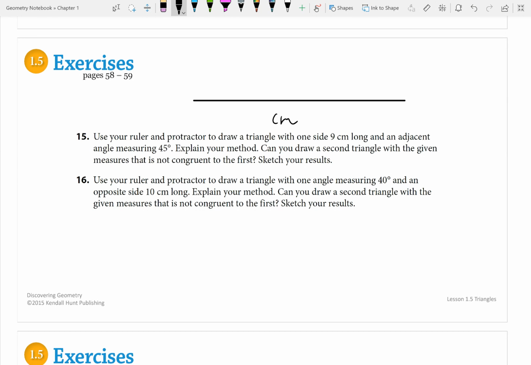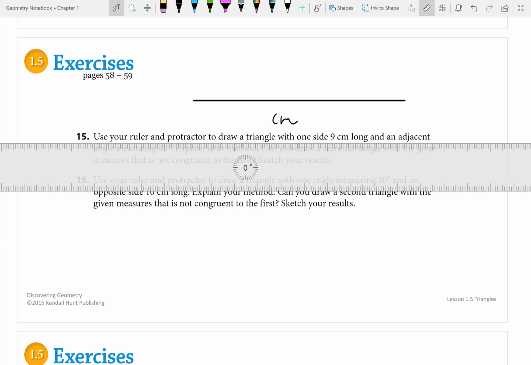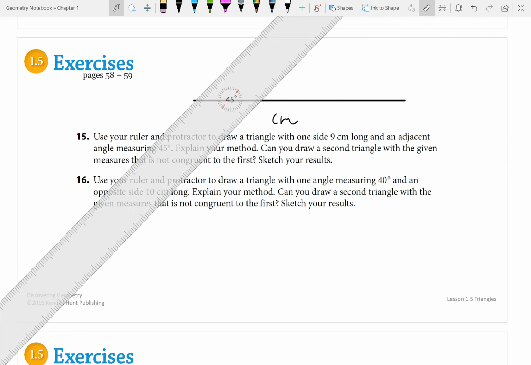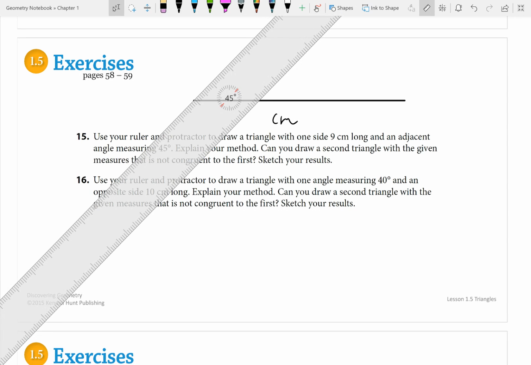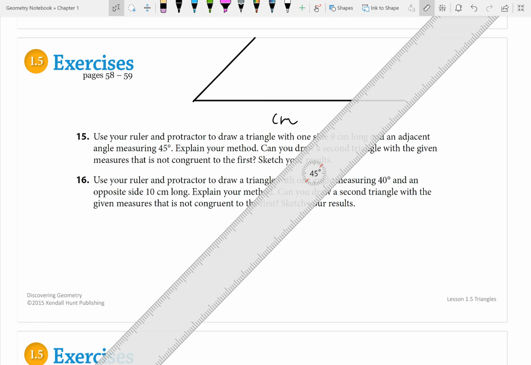Okay. And we'll go ahead and go sideways here to 45 degrees. And there we go. There we go. 45 degrees. Beautiful.